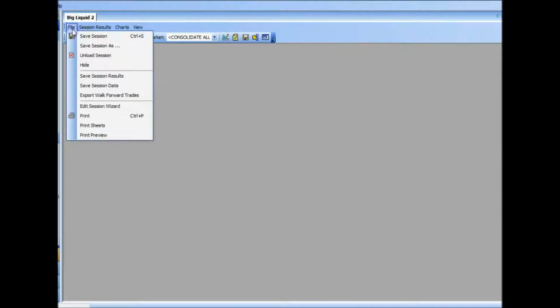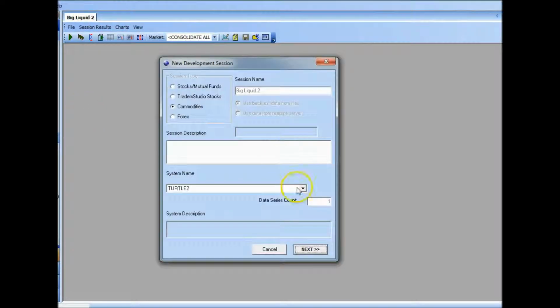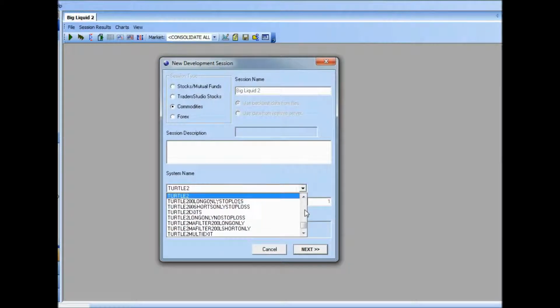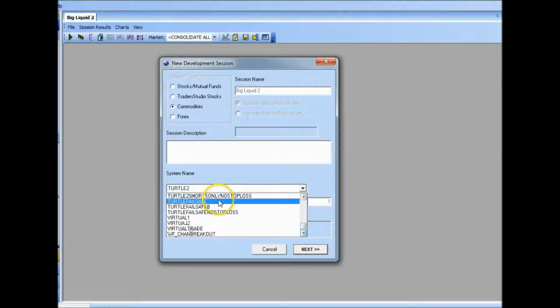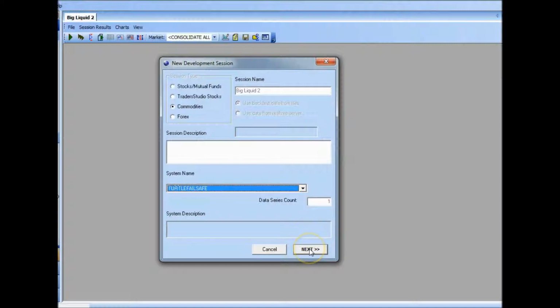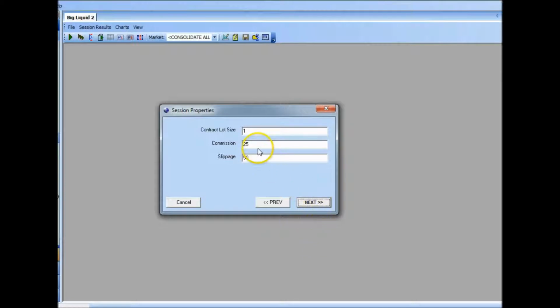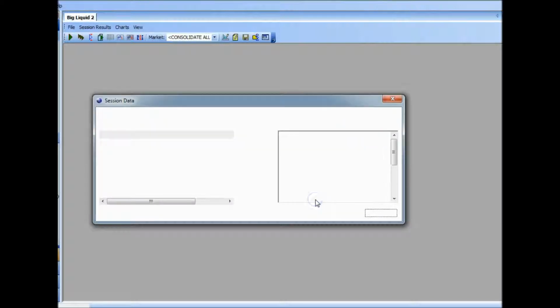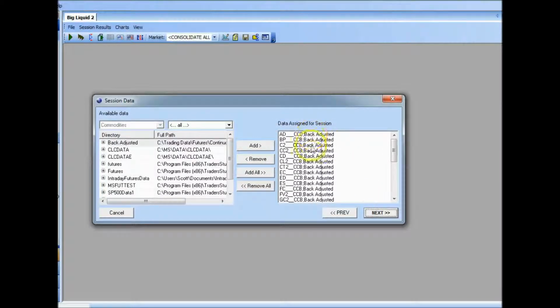So I need to edit this trading session. This particular session here in Trader Studio includes 31 different US traded futures markets. So we've got Turtle Failsafe, that's basically System 3. We're going to go with a $25 per round turn commission, $50 slippage. And here's the markets that we're going to be testing.